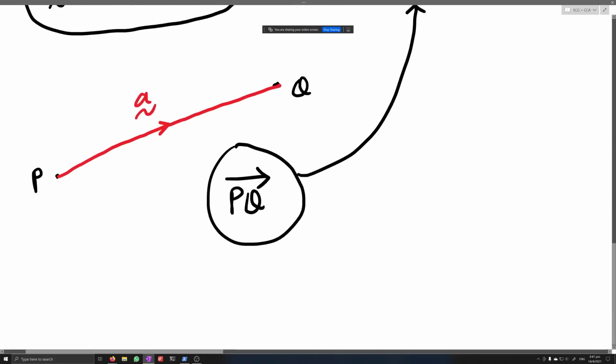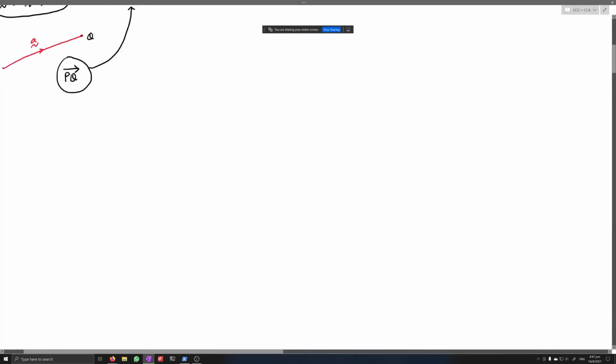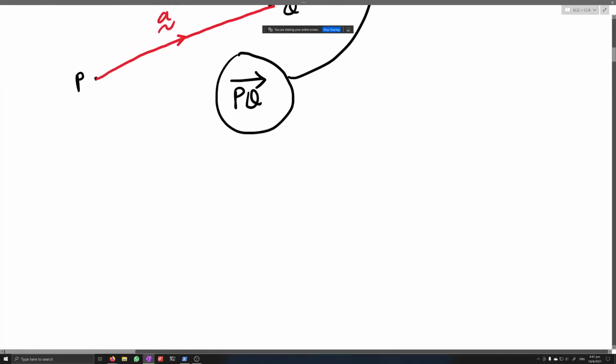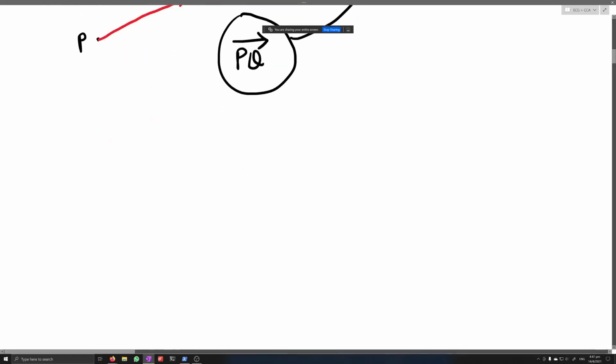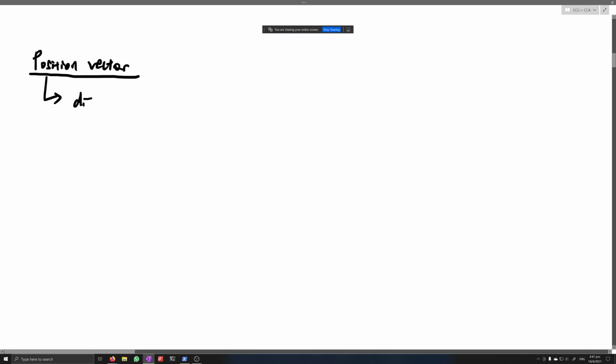Okay. Now I shall move on to the difference between position and displacement vectors. Let me just make the canvas bigger. A position vector tries to display the vector with respect to the origin O.